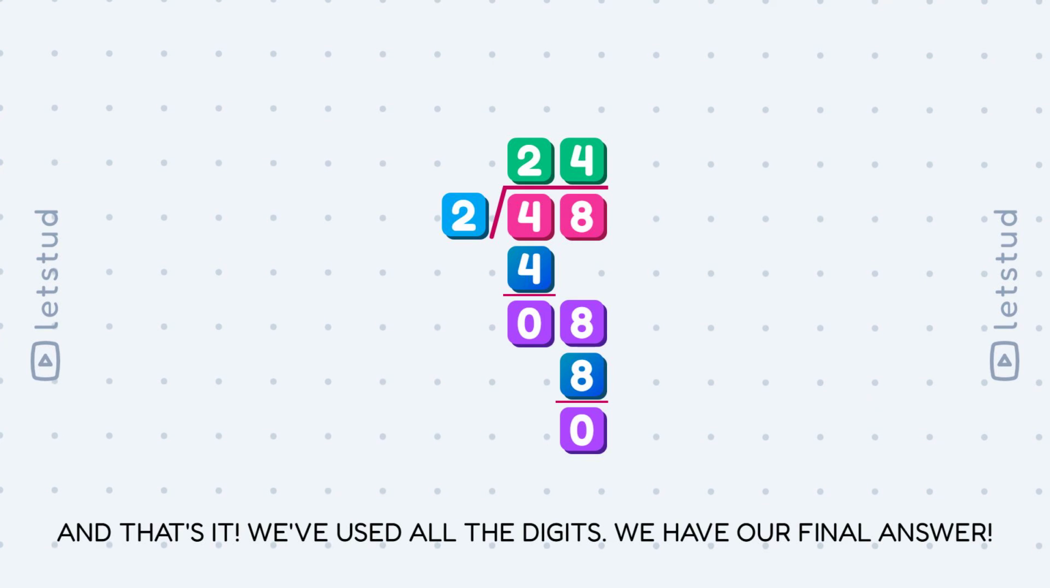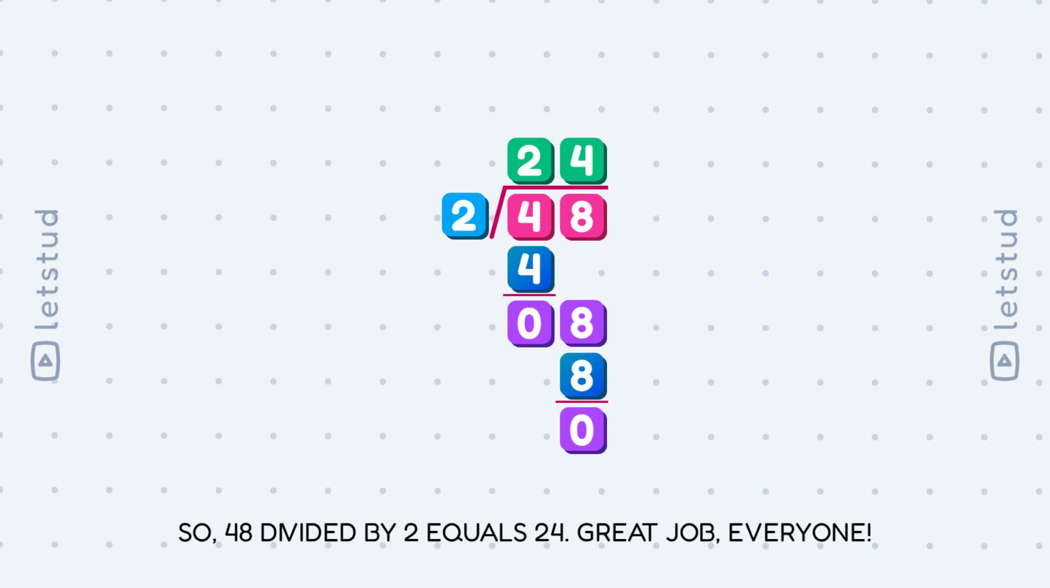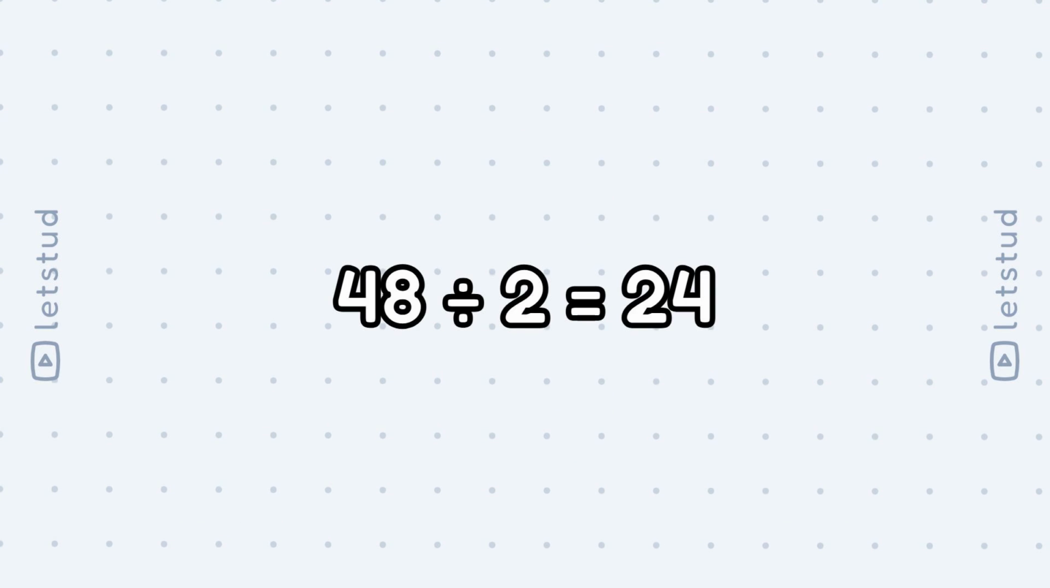And that's it, we've used all the digits, we have our final answer. So 4e et divided by 2 equals 24. Great job, everyone. We did it. We conquered dividing 4e et by 2 using long division.